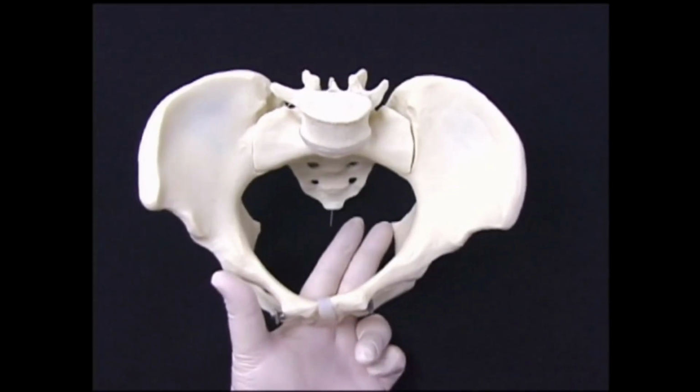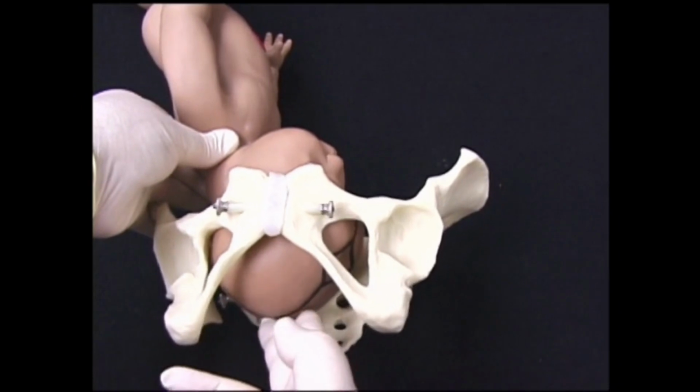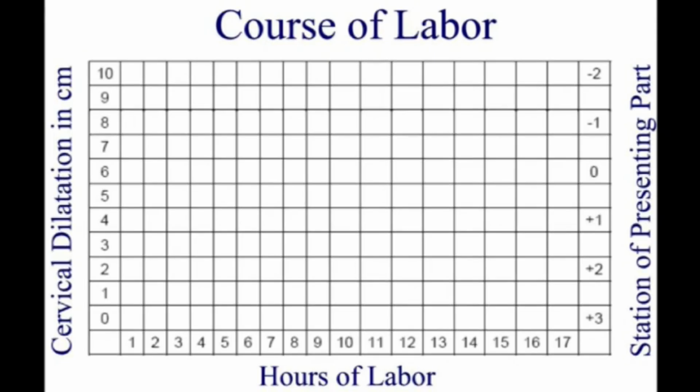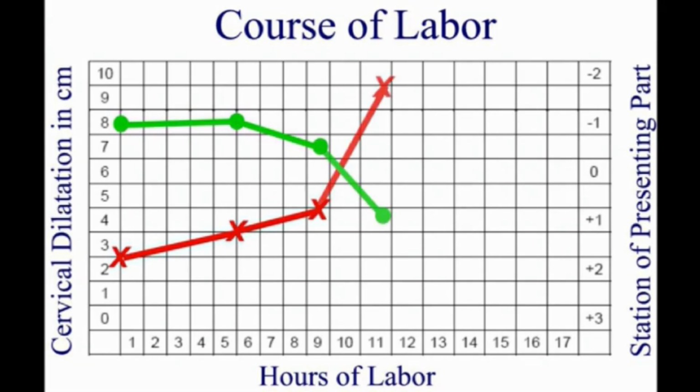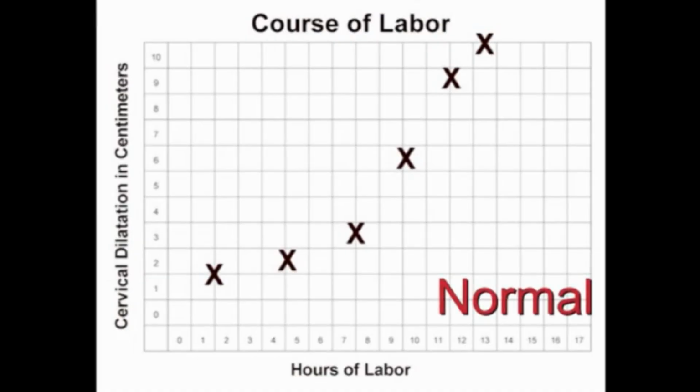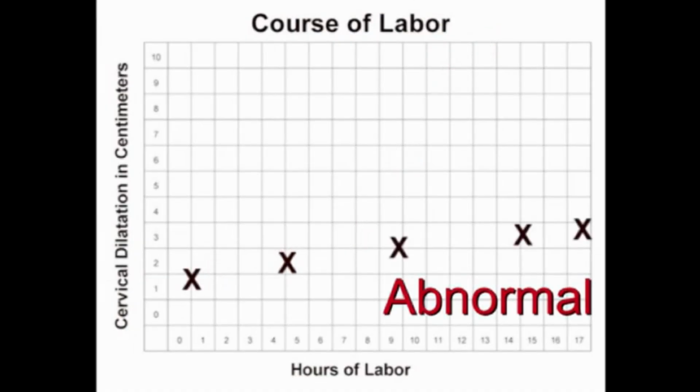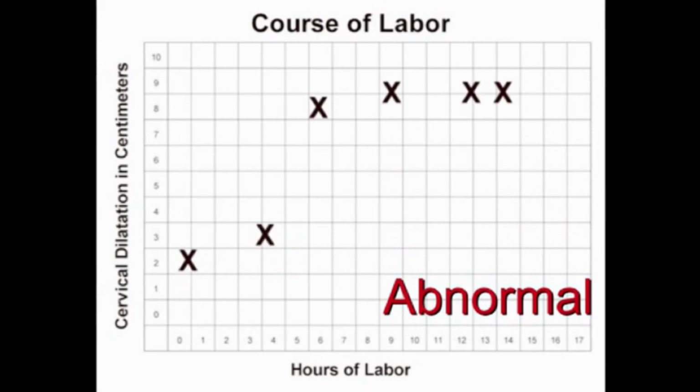The ischial spines are usually easily palpated during pelvic exam. Serial measurements can be tracked over time to assist in evaluating labor progress. Most labors progress normally, but some do not, and the causes of abnormal labor can often be determined from this graphical display.